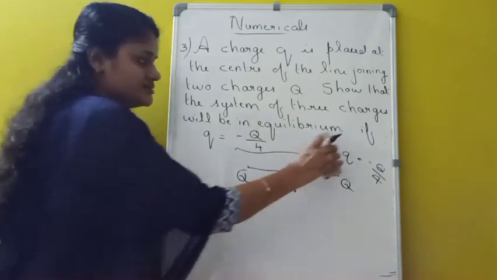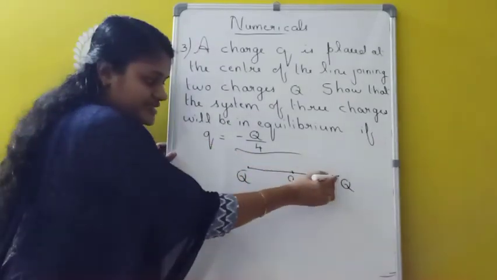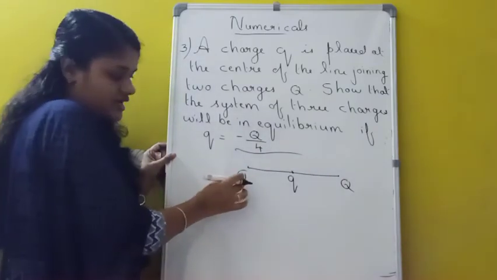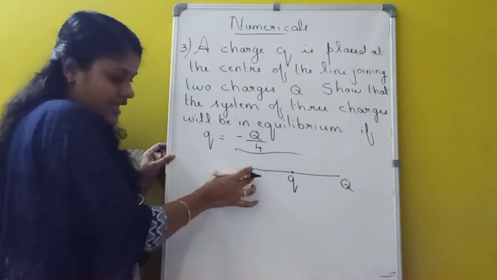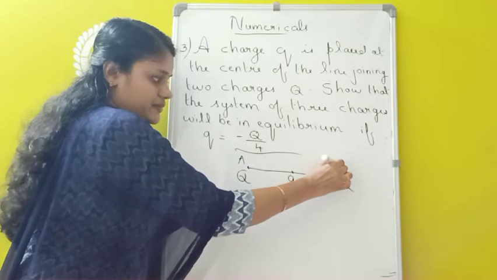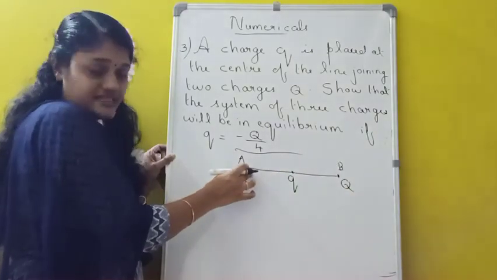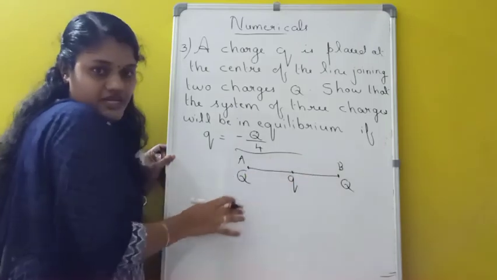Whenever the charges are in equilibrium, that means the net force acting on each charge will be 0. So here we have 3 charges. Consider the net force acting on this charge, capital Q. Suppose I am taking this point as A and this point as B. The net force acting at point A must be 0. Then only we can say all the charges will be in equilibrium.